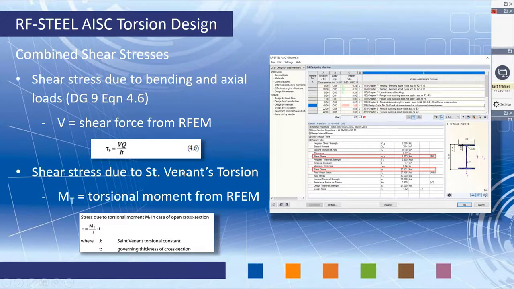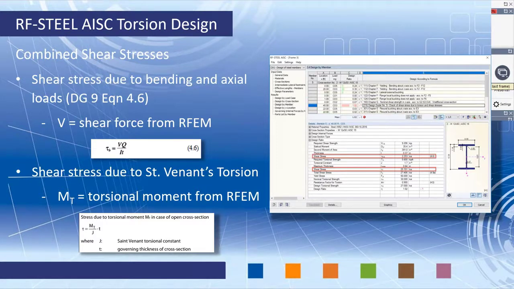Well, on top of that, we now have torsion. So we're going to utilize St. Venant's torsion and convert our required torsional moment from RFEM into shear stresses as well. Then we're going to add these two stresses together, and we compare this to the available torsional strength from the AISC. And in our case today, we're failing. In my opinion, this is really just a quick and dirty way to combine torsion along with shear stresses so that we can get some type of design.